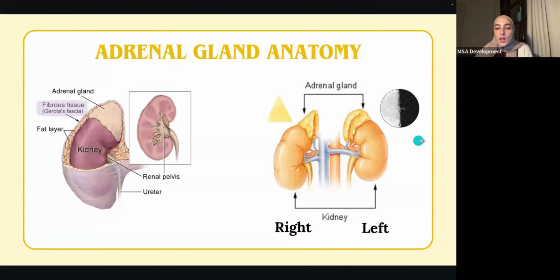One more thing, the superior mesenteric vein is more on the right side, and the superior mesenteric artery is more on the left side. Just something to note to help you find whether you're on the right side or the left side.